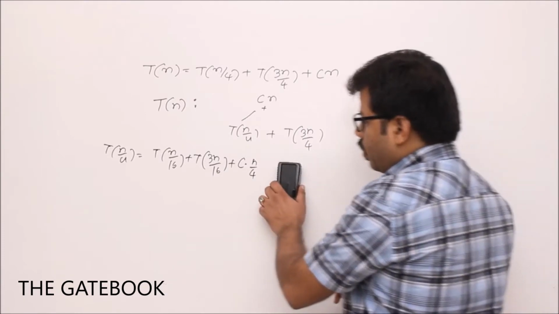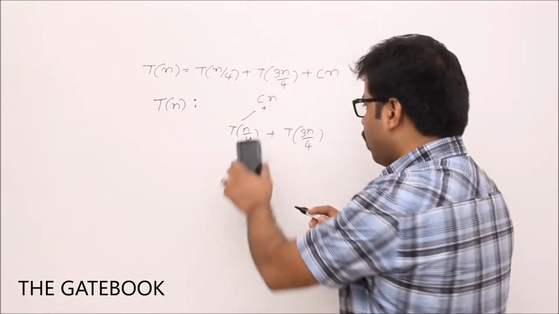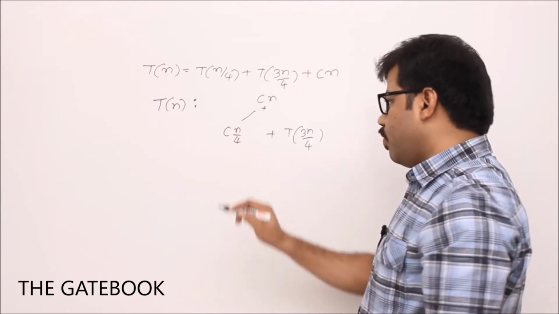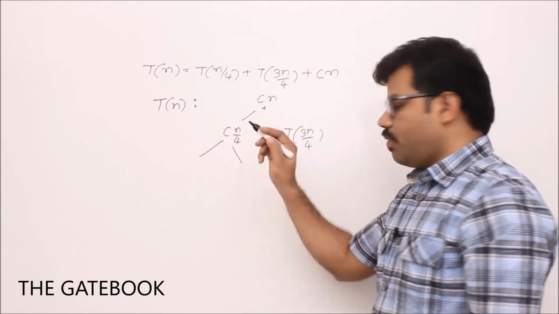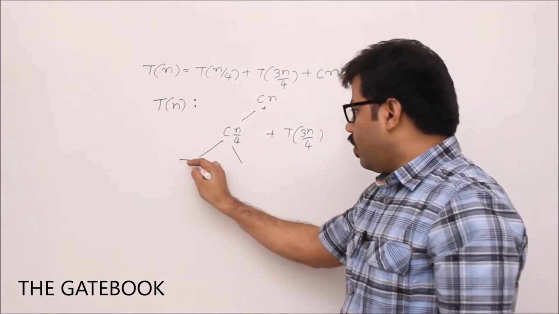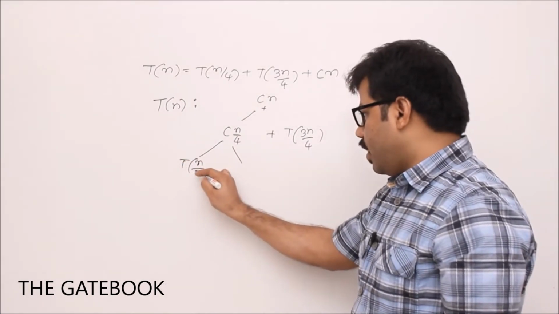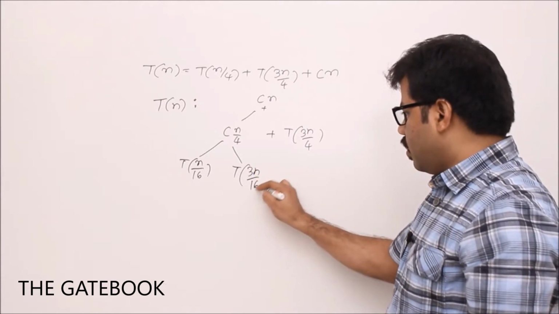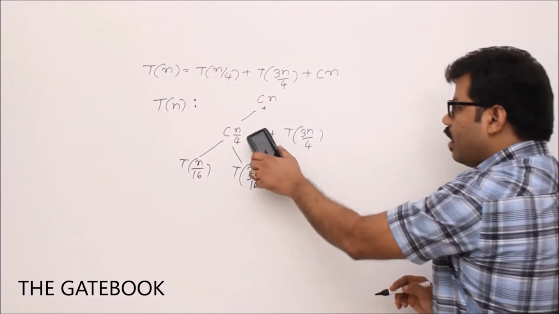Let's denote it. So here T of n by 4 gives, I am replacing T of n by 4 with Cn by 4. Directly it is giving Cn by 4 plus 2 more extra. So we know what are they, right? Which are nothing but the value which is given by T of n by 16, and the value which is given by T of 3n by 16.